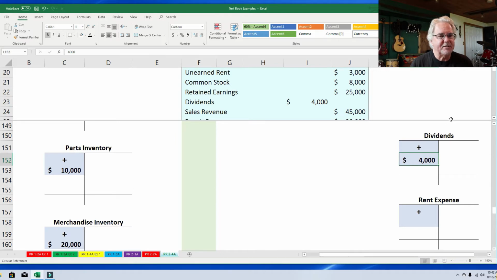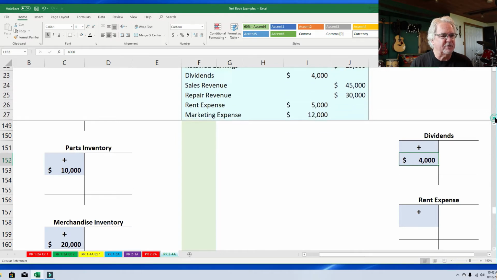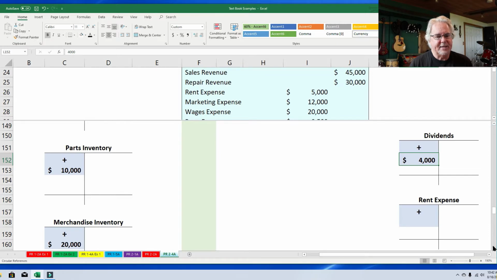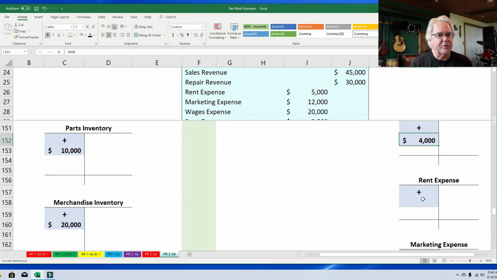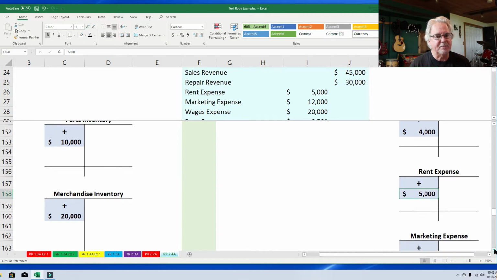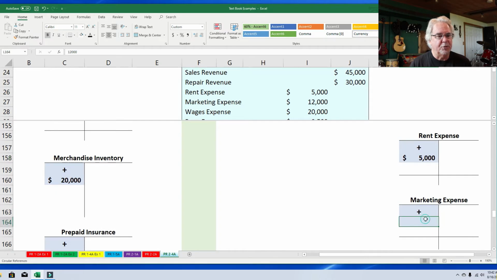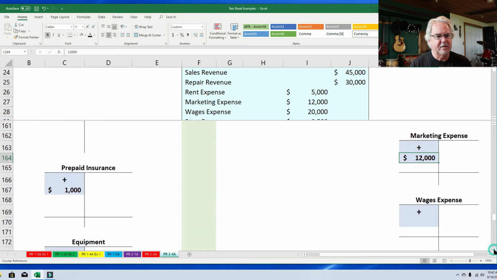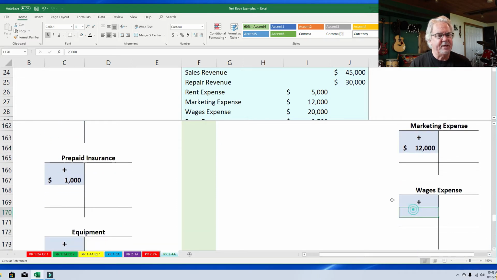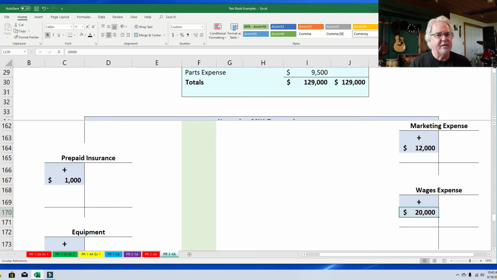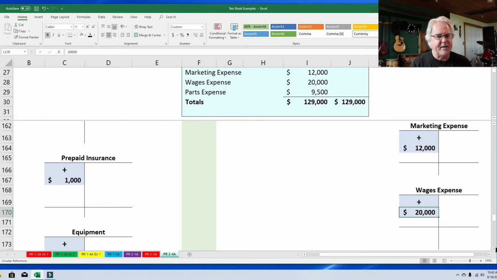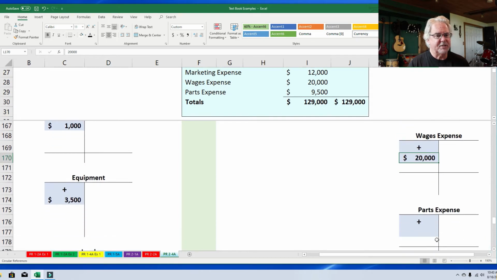So I almost messed up here, guys. It's real easy to mess up, even though it's real easy. So rent expense, it's a good idea to double check your work too when you're through doing this. Rent expense is on the left-hand side, $5,000. Marketing expense, $12,000. Wages expense, $20,000. And what do we have left here? Parts expense. Parts expense for $9,500. There you go. All right.